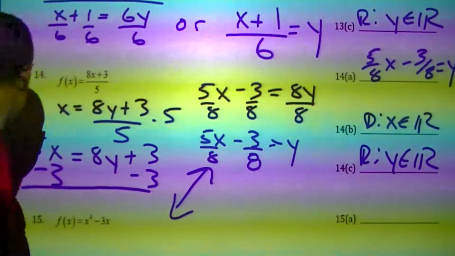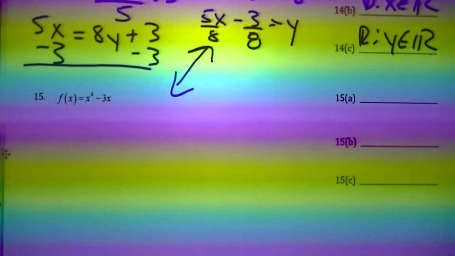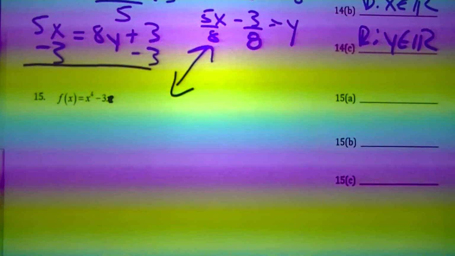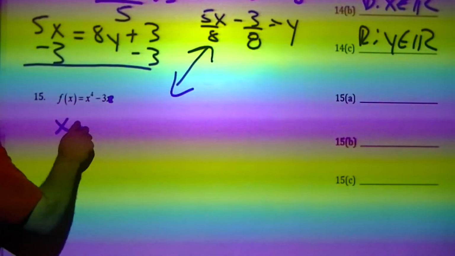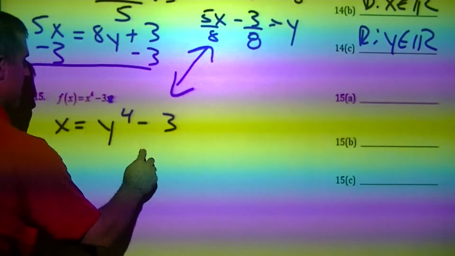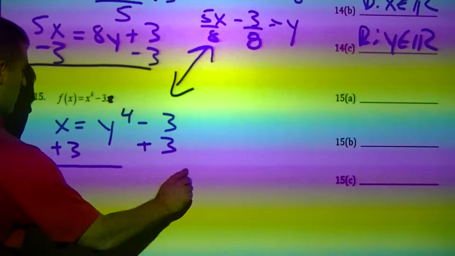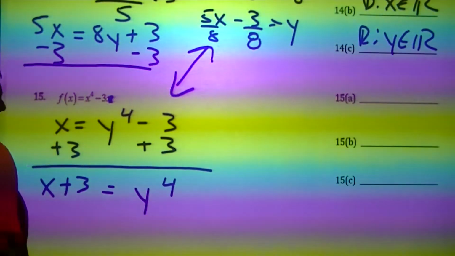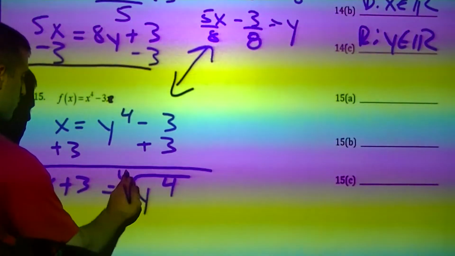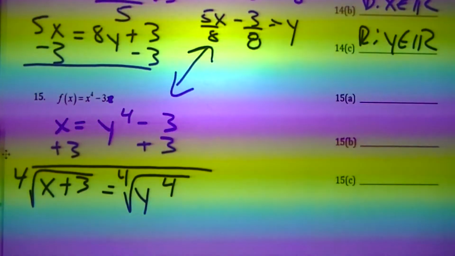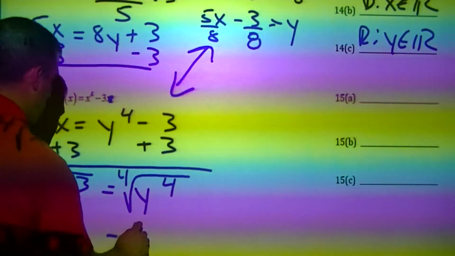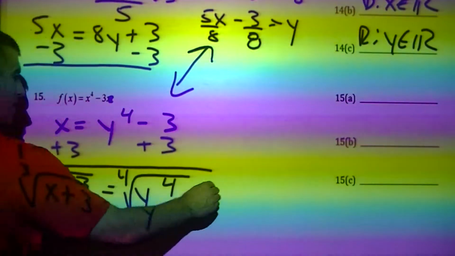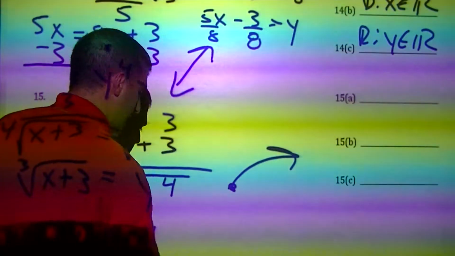okay? All right, we made a change on this problem in class. We turned this into x to the 4th minus 3. So I'm going to have y to the 4th minus 3. I'm going to add 3, okay? All right, that's going to be x plus 3 equals y to the 4th. To undo the 4th, I take the 4th root, okay? The 4th root is very similar to the square root, okay? So it's going to be one of these deals, okay? And I can test that.